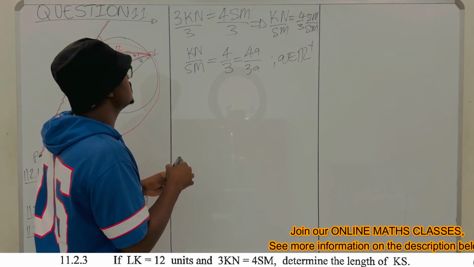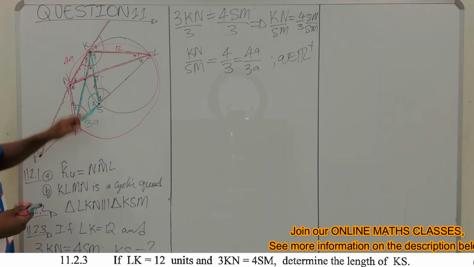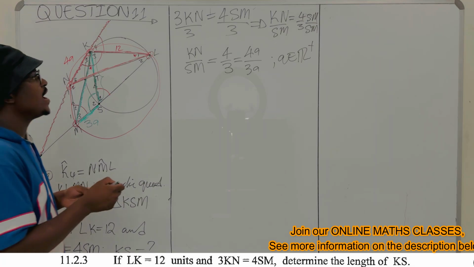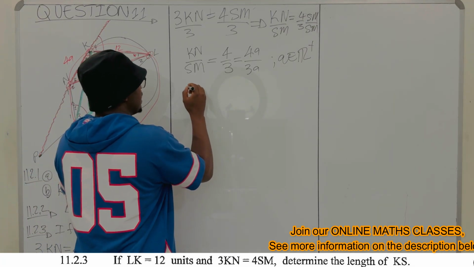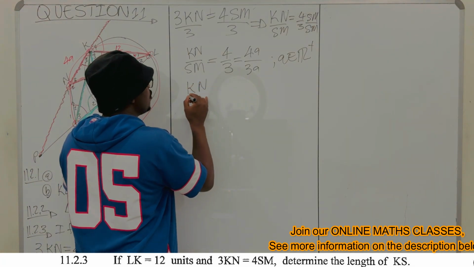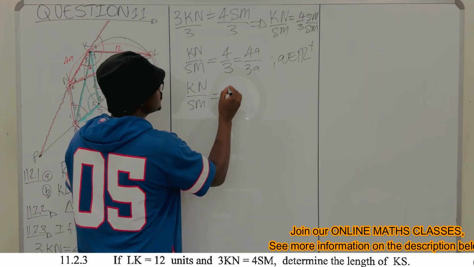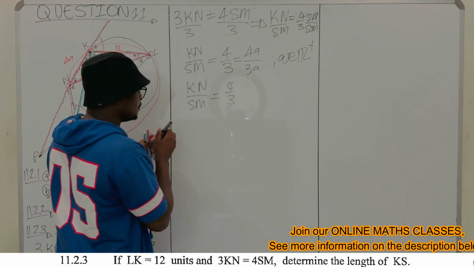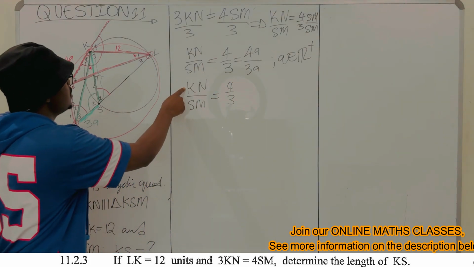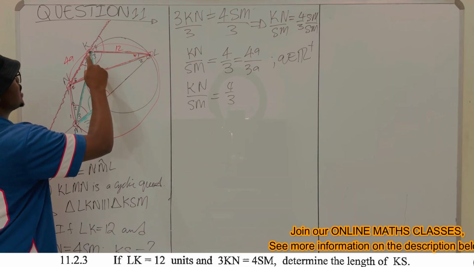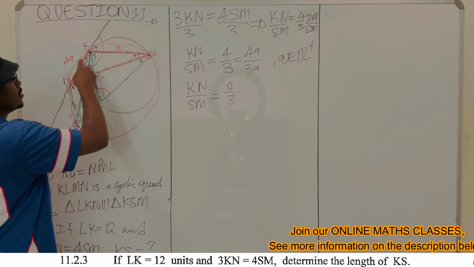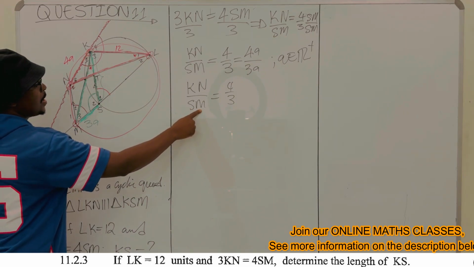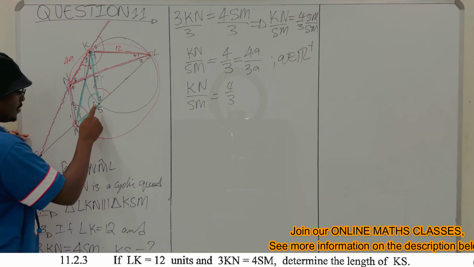We said we're trying to find this ratio over here. Okay, so what are we going to say? We said we have KN over SM to be equal to 4 over 3. No problem. Where is KN? If you look at KN, KN is on the red triangle, and SM is on the green triangle over here.